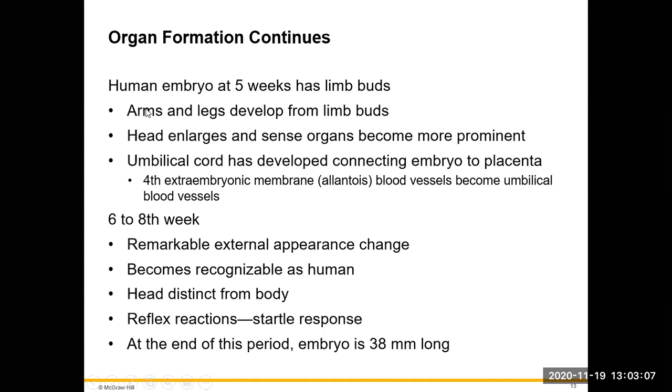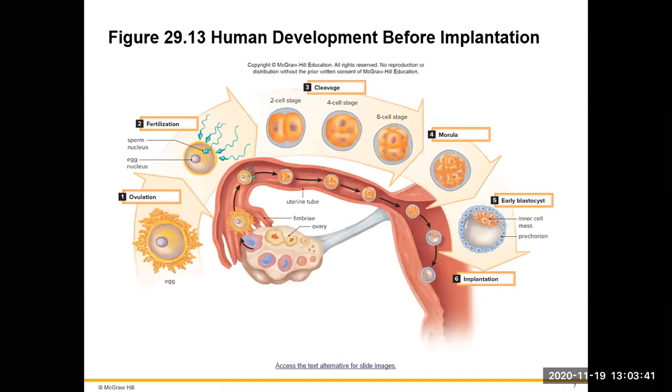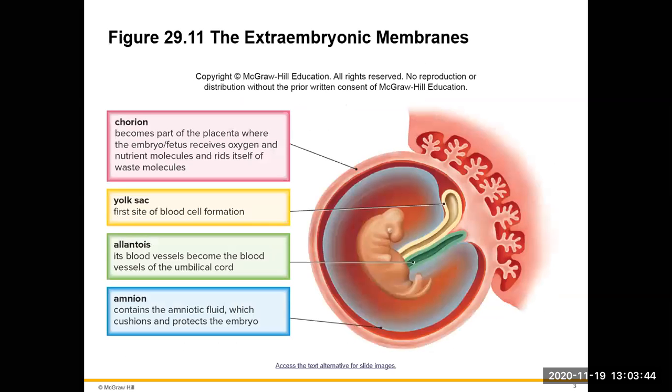Organ formation continues. A human embryo at 5 weeks has limb buds that are going to develop into the legs and the hands. Arms and legs develop from limb buds, and the head enlarges and sense organs become more prominent. The umbilical cord is going to develop, which connects the embryo with the placenta. And as we have said earlier, the allantois is going to be the blood vessel. And the yolk sac is going to be the blood cells right here.